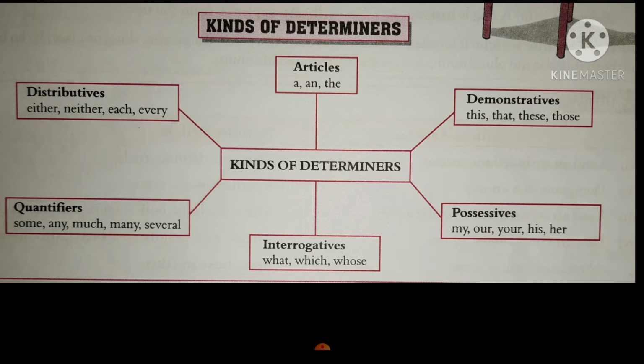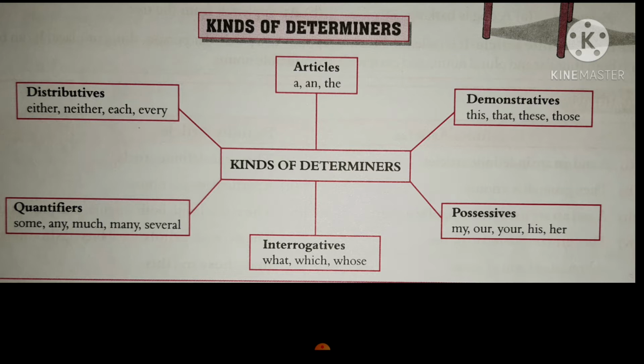And we have these kinds of determiners. The first one, which you are very familiar with, is articles. A, an and the, they are the articles. Then we have the distributives. Distributives include either, neither, each, every. Then demonstratives, quantifiers, interrogatives and possessives. These are the kinds of determiners. We have a total of 6 types of determiners, and we are very familiar with articles, so I will explain articles at the last.